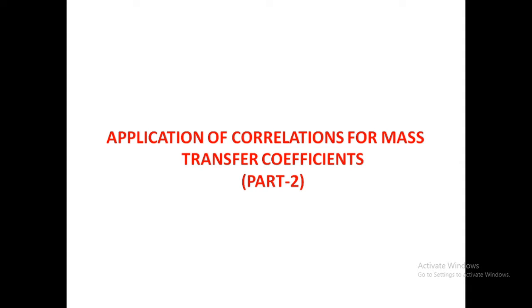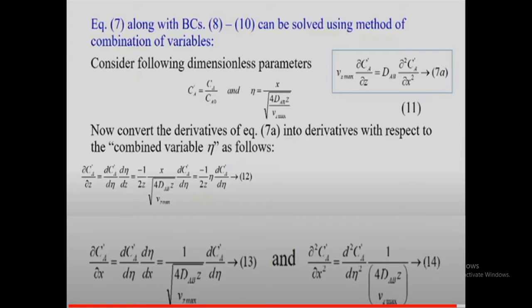Hello student, this is the continuation of application of correlation for mass transfer coefficient derivation. Equation 7 along with boundary conditions 8 to 10 can be solved using the method of combination of variables. What is equation 7? Refer to the part 1 lecture.